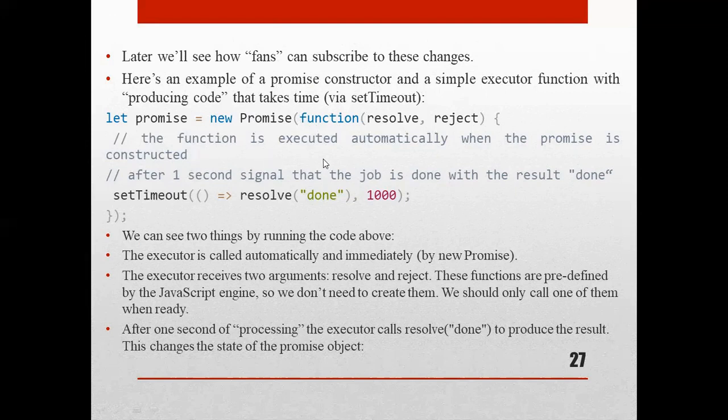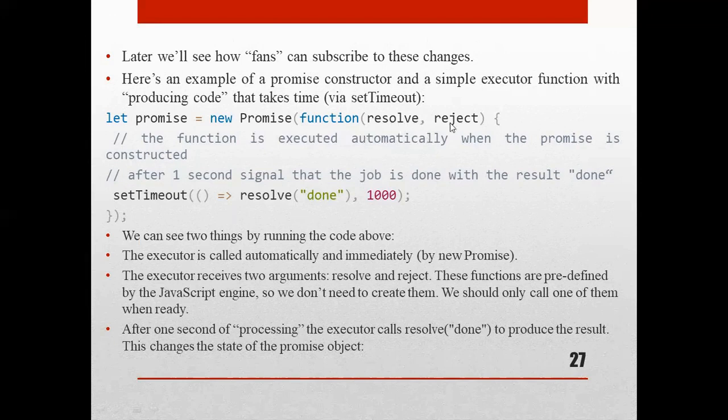Here you can see the function is executed automatically when the promise is constructed. After 1 second, we signal that the job is done with the result "done". Inside setTimeout, we write resolve("done") with the timer. By running this code we can see two things: the executor is called automatically and immediately after creating the new promise, and the executor receives two arguments, resolve and reject.